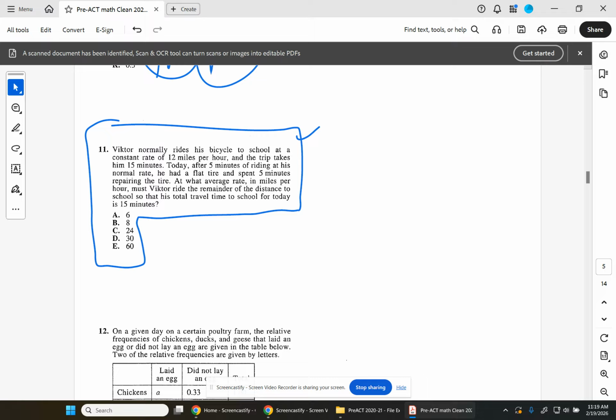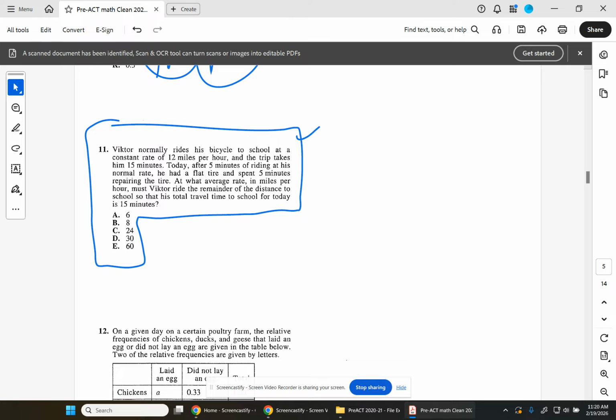reduction, if you will. Victor normally rides his bicycle to school at a constant rate of 12 miles per hour. The trip takes him 15 minutes. Today, after 5 minutes of riding his normal rate, he had a flat tire and spent 15 minutes repairing the tire. At what average rate in miles per hour must Victor ride the remainder of the distance to school so that his total travel time to school today is 15 minutes? So he's still trying to stay within that 15 minutes.